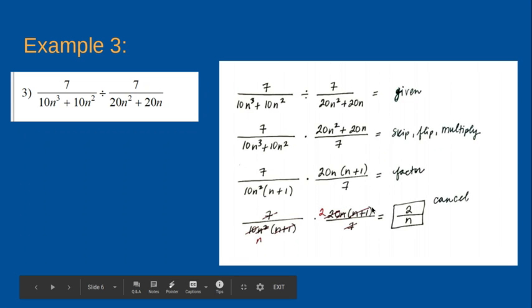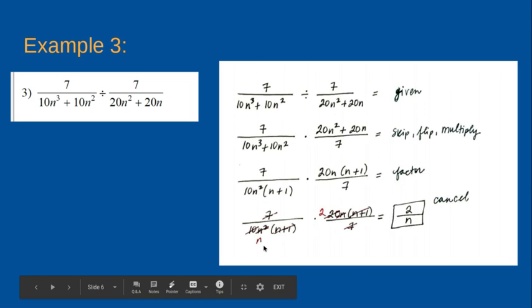Cancel things that are wrapped in a set of parentheses if they're the same, n plus 1. I can cancel the 7's, 7 and 7. I can reduce 20 and 10 down to 2 and 1. And then I can cancel out one of these n's, and here is gone, and then I'm left with a single n down here.